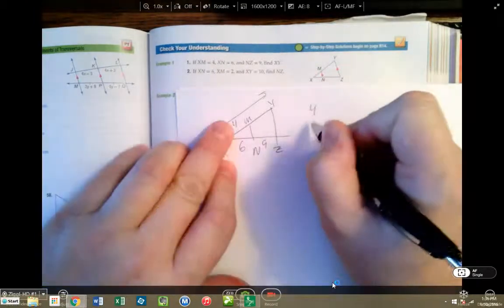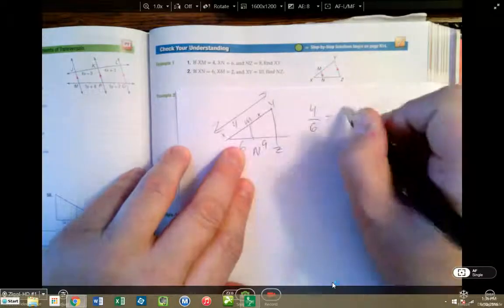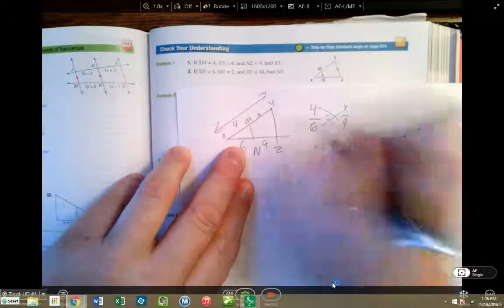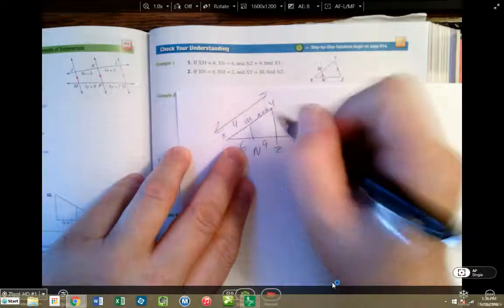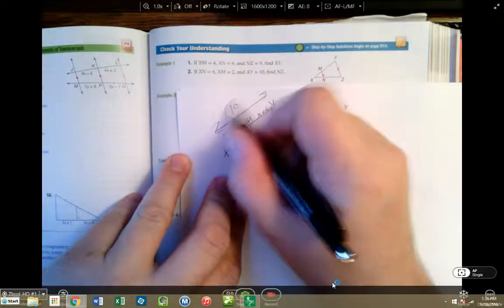I can either say 4 is to 6 as x is to 9 and find that. And I say, oh, gee, that x is going to be 6. So then I say 6, and that's going to be 10. So that will be XY is 10.